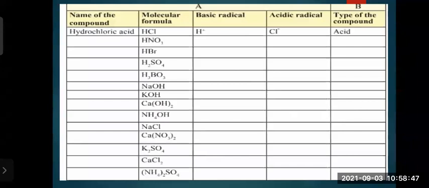Here you could see in the second column, that is the molecular formula, some of the compounds, the initial ones, HCl, HNO3, HBr, H2SO4, and the next one also, H3BO3. They are having the basic radical H plus and the acidic radicals Cl, NO3, Br, SO4, BO3. The main thing for an acid is that it should have the basic radical H plus only. At such time you can say immediately that the particular compound is an acid when it has the basic radical H plus.